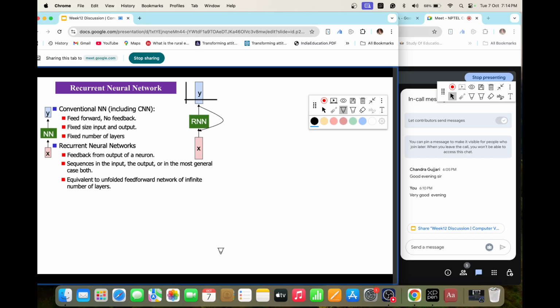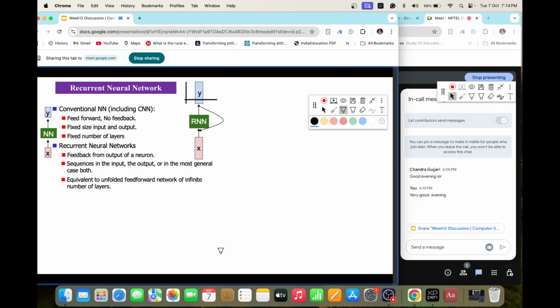Okay, so we have learned regarding ANN, or artificial neural network, that is nothing but this neural network. And then we have learned about CNN, that is convolution neural network. Now we will learn about this RNN, that is recurrent neural network.